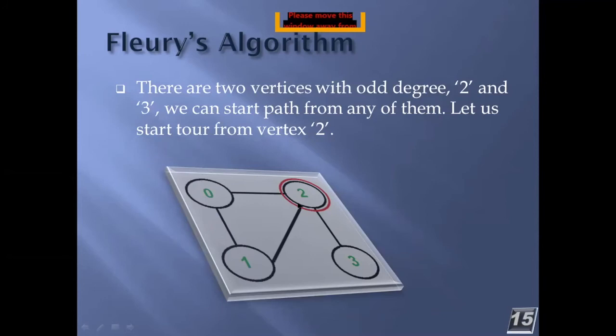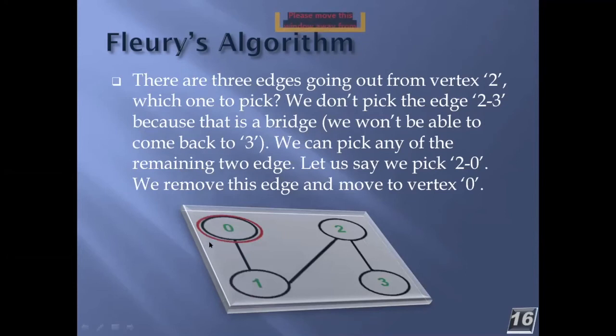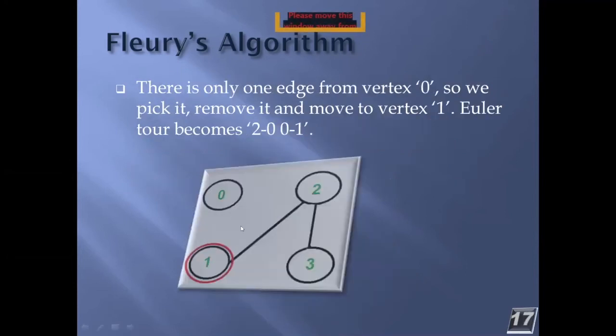Then we traverse from vertex 2 to vertex 0. Next, traversal from 0 to 1, then 1 to 2. We remove each edge after using it, because it helps us keep track of which edges are already used. So that's why I am removing these edges, to convey which edges are already used.